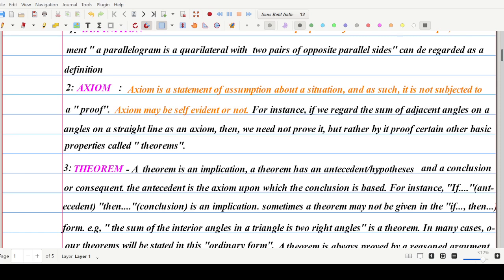For instance, if we regard the sum of adjacent angles on a straight line as an axiom, then we need not prove it. That is very correct. If we assume that the sum of adjacent angles, which I will explain later, because you need to understand every terminology in order for you to grapple with the study of geometry. Otherwise, it will be difficult and boring. But when you get what every term means, the definition of every term, it will be very easy to study geometry, and geometry will become very interesting.